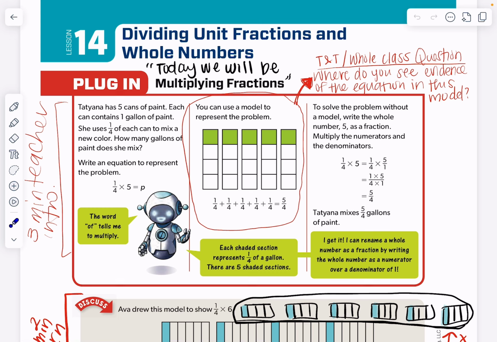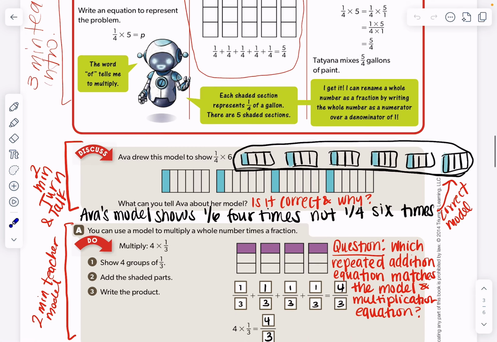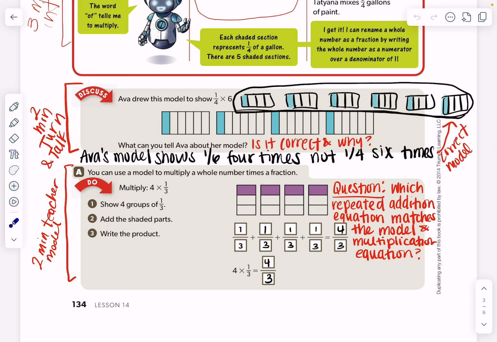So depending on the work that students are familiar with from previous lessons or even previous grades, you may even be able to not explicitly teach the model. Students may be able to explain the model to the entire class or within table groups. If you ask this question of where do you see evidence of the equation in this model? So from there, we are going to jump into a 2-minute turn and talk opportunity.